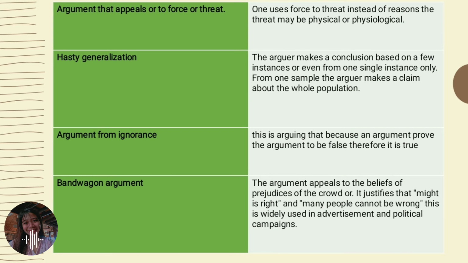For example, a person saying, "Many people believe in ghosts. They must be true." So you haven't seen a ghost, but many people believe, so the arguer claims that ghosts are true. Or another example is when a driver says, "Everyone was speeding, so I shouldn't get a ticket." So it's saying that everyone was doing it, so I shouldn't be punished because others were also doing the same thing.